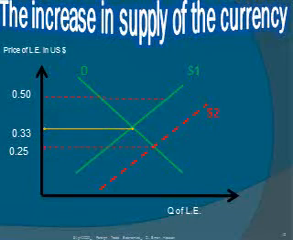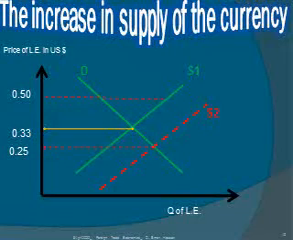The intersection point between the initial supply curve and the initial demand curve determines the price, which equals 0.33. After the increase in the supply of Egyptian lira, there is a new point of equilibrium, and the new equilibrium price equals 0.25. This price refers to the case of depreciation of the home currency, and it is very important to understand the difference between depreciation and appreciation.